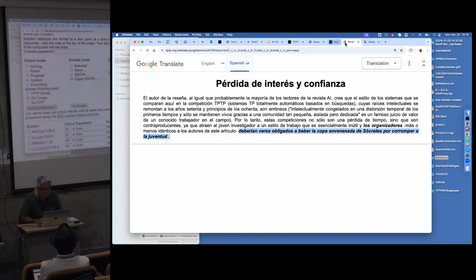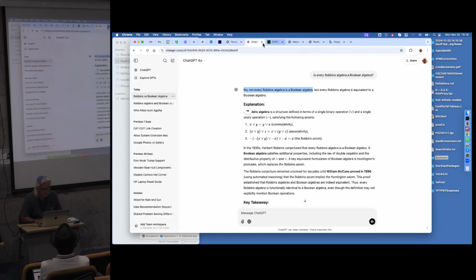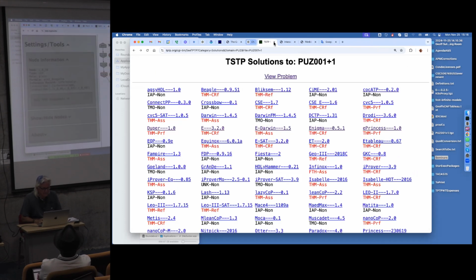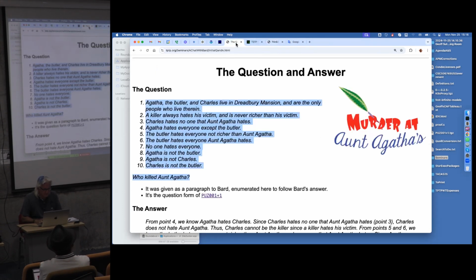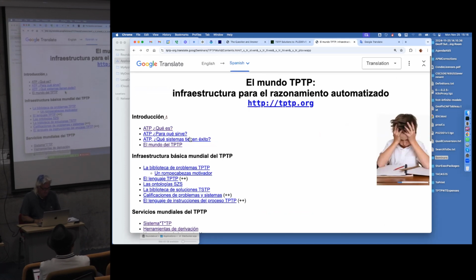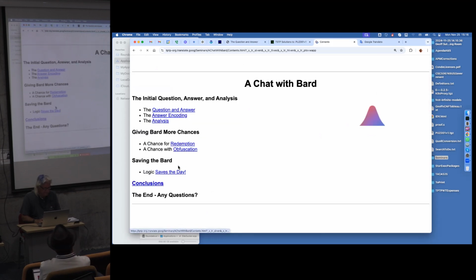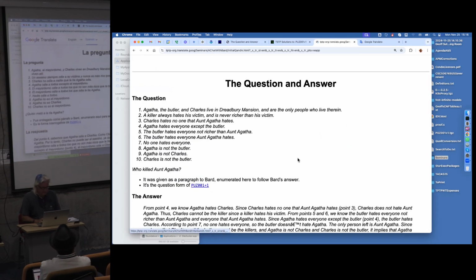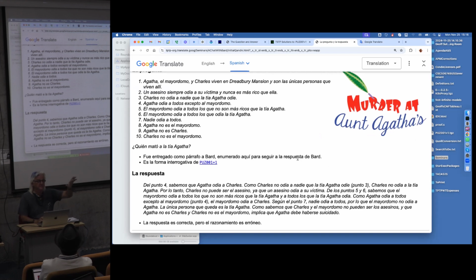I'm going to give it out in Spanish as well so you can see it. Let me go back here. Okay, so it's easy for you now. So here's the problem. We know the problem. And here's the answer from ChatGPT translated. And you see, at the end, it says, yeah, Agatha committed suicide. It's good, all right?